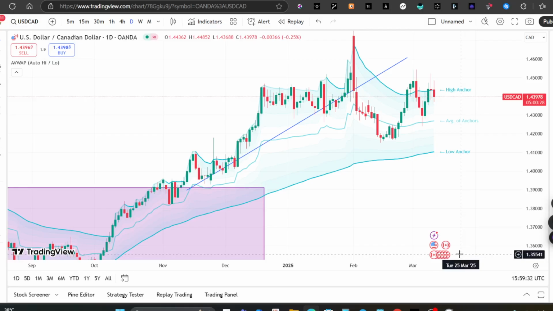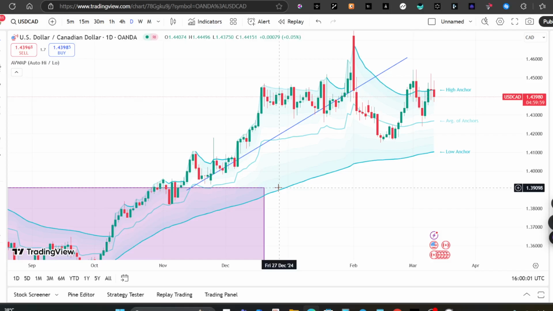The anchored VWAP works best when markets are trending. And ensure you combine it with price action. Use candlestick patterns, support and resistance, and market structure to increase accuracy. If you follow these tips, you'll be able to use anchored VWAP like a pro and filter out bad trades. And that is how you use the Anchored VWAP indicator for trading. This tool is one of the best ways to track institutional trading activity, giving you an edge when identifying key market levels.